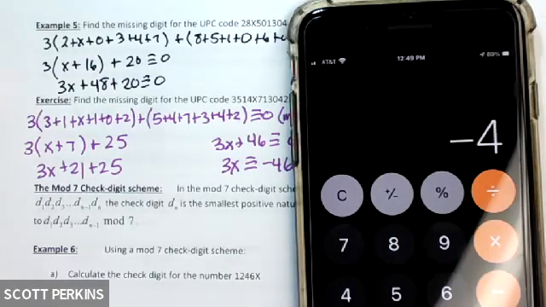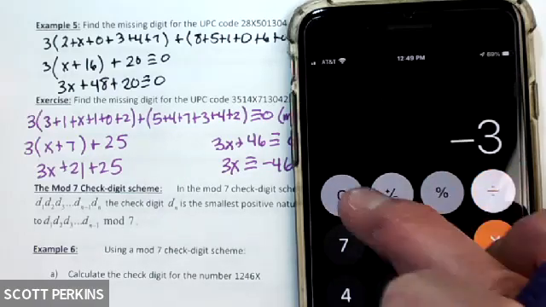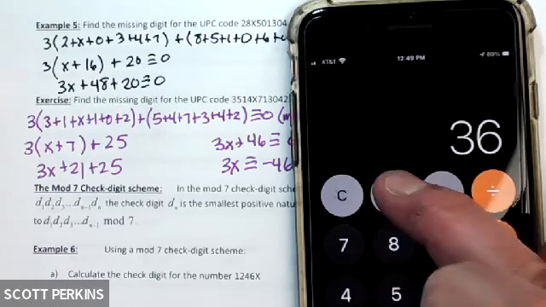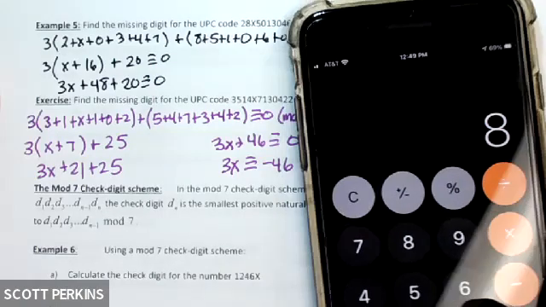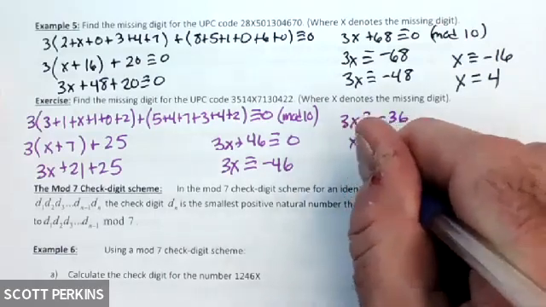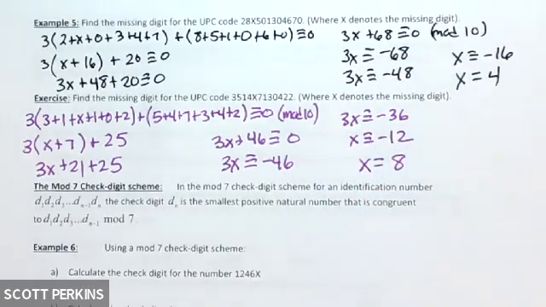Whoops. Now I'm goofing up. Slow down. There we go. Okay, now I'm going to add 10 to it. And when I add 10 to it, I get negative 2. I'm going to add 10 again. I get 8. So the digit that checks that out is 8.